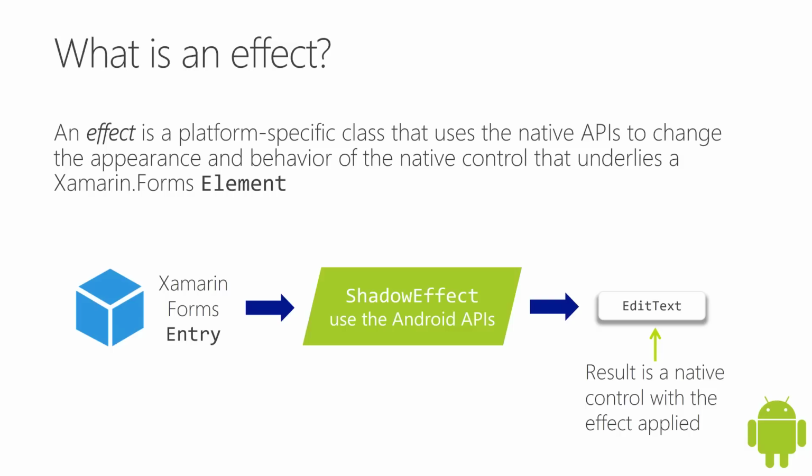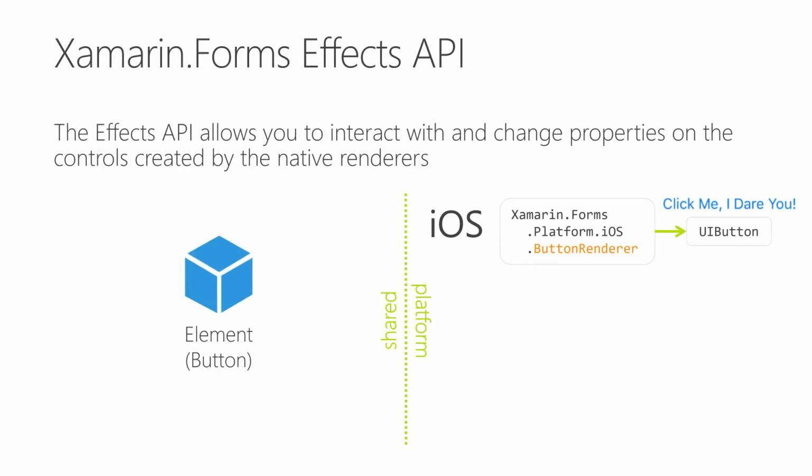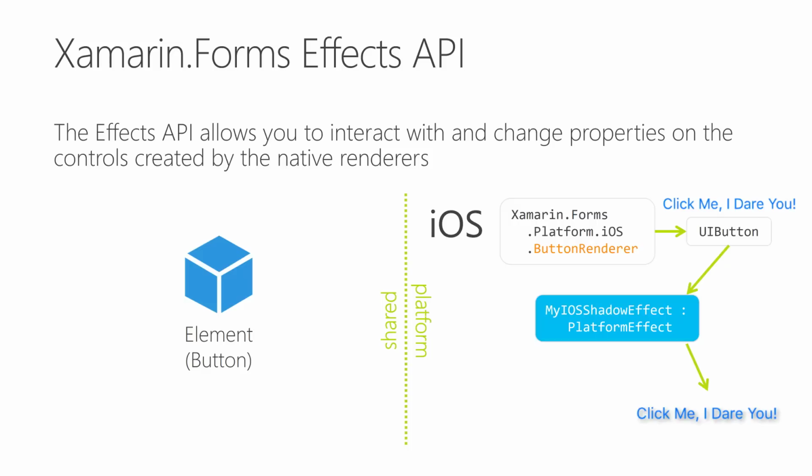Remember our picture of how the rendering system works. We have a Xamarin.Forms element, in this case a button, that represents our control in the shared code. And then we have a renderer on each platform that takes the element and creates a native control. Well, the Effects API adds to this picture a little bit. The renderer will create the native button and pass it over to the effect. The effect then can examine that created native button and make changes to it. Now, it can't change the button or replace the button, and it can't force a different renderer to be used, but it can do almost anything else to it.